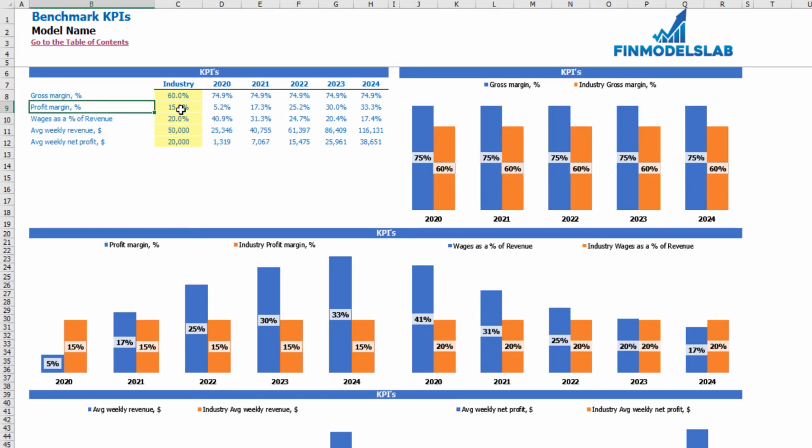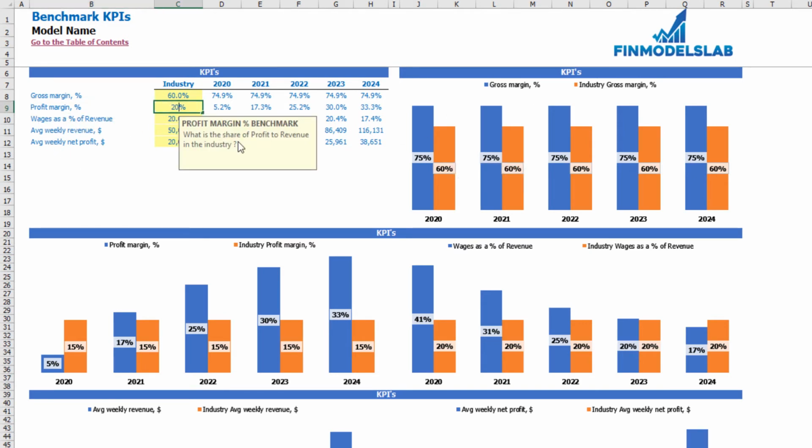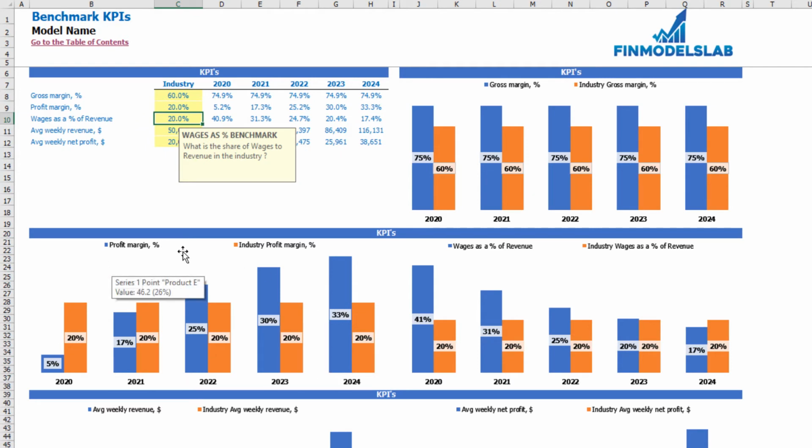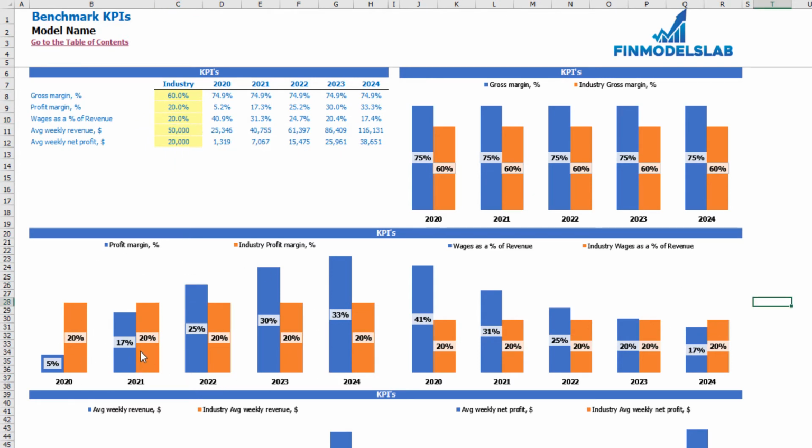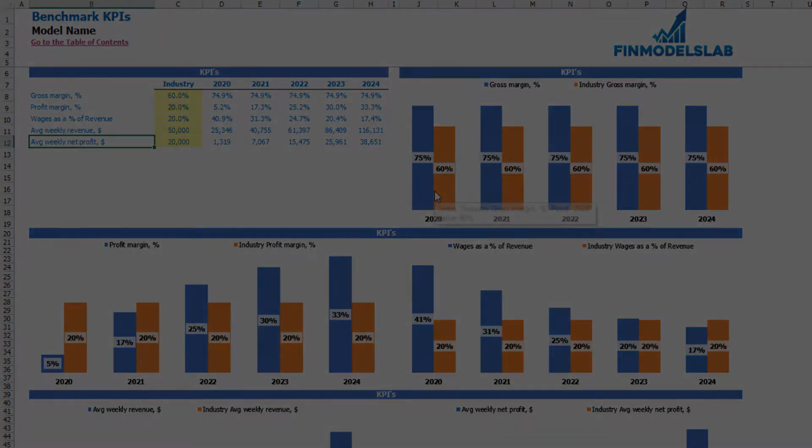The same way you may change the profit margin, for example 20%. You may see it on the chart below. For the first 2 years you may find that your profit margin is less than the industry benchmark, and starting from year 2022 you have bigger amounts than the industry benchmark. Also you have wages as a percentage of revenue, average weekly revenue, and average weekly net profit benchmarks.